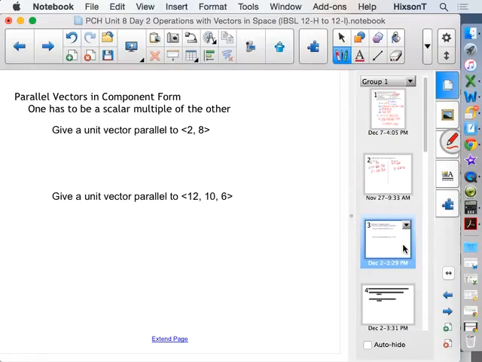We want to get a unit vector that's parallel to the vector 2, 8. Remember that for parallel vectors, basically the idea is they have the same direction or opposite directions. In other words, one would have to be a scalar multiple of the other. If I want a unit vector parallel to 2, 8, what do I have to do first? We did this before with 2 dimensions. Find the magnitude, that's right. The magnitude of 2, 8.